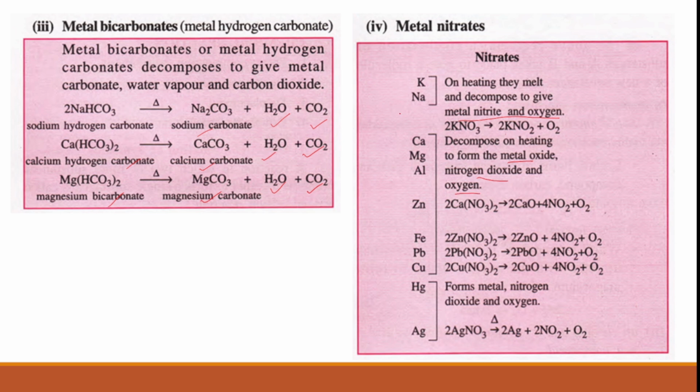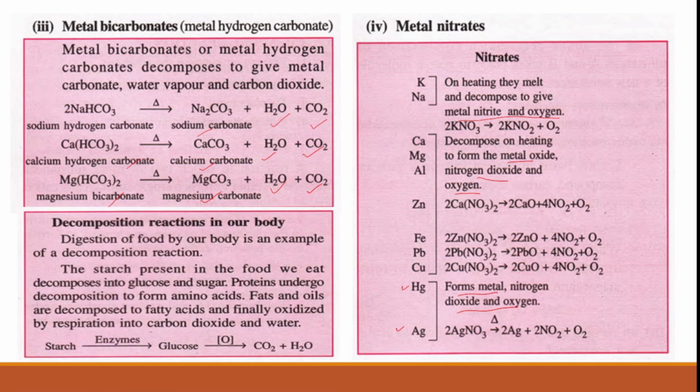These are the highly reactive, these are the medium reactive elements. So these medium reactive or moderately reactive elements or metals, on heating they decompose to form the metal oxide, nitrogen dioxide and oxygen. And the least reactive ones, mercury and silver, they form metal, nitrogen dioxide and oxygen. Metal, nitrogen dioxide and oxygen.